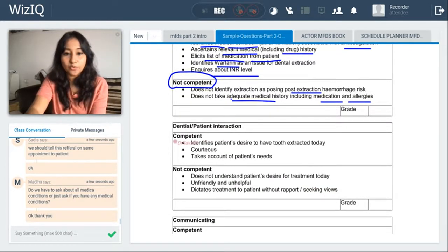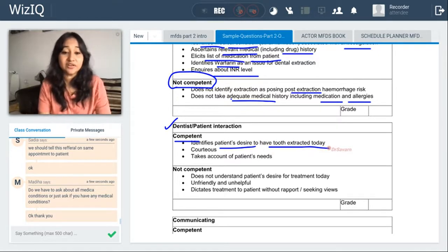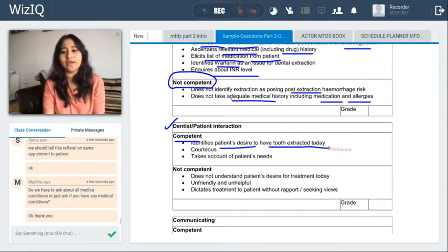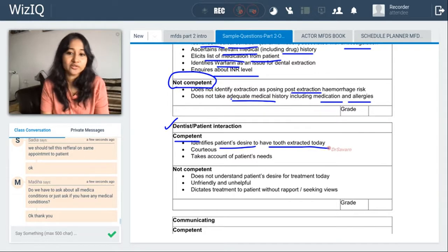Okay. Again, what is now based on dentist or patient interaction? Identifies patient's desire. As I see in the scenario, it is clearly given that the patient wants to remove the tooth today. So you have to at least acknowledge that. You cannot be like, no, I cannot do it today. Try to understand why he is really distressed. He's in pain. He wants to get the tooth removed. It might be an old patient. So you have to understand the patient wants something. You have to acknowledge it.